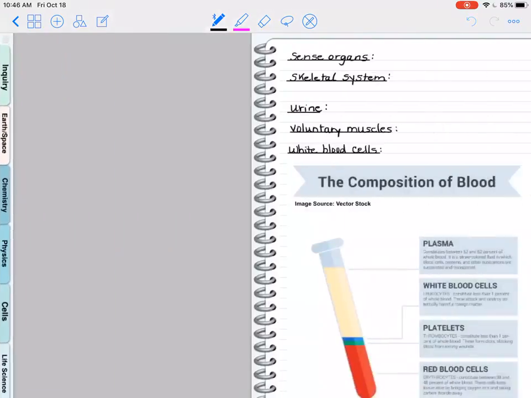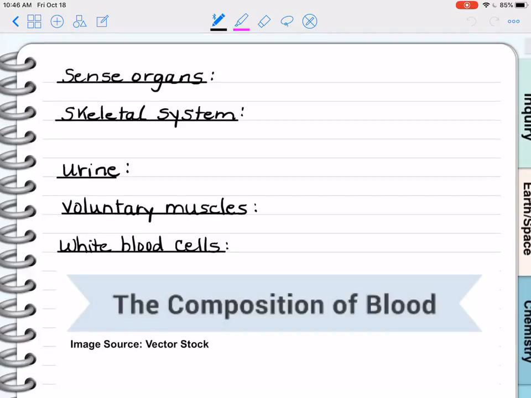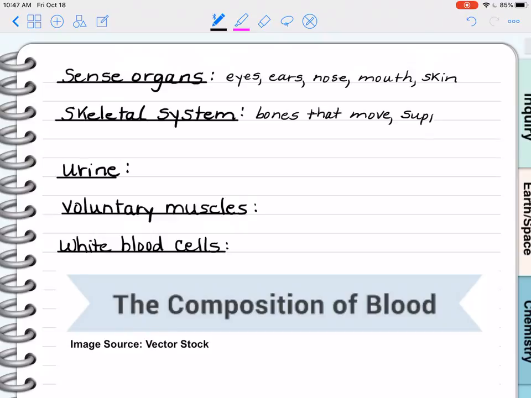Okay, moving on to the next thing. We have the sense organs, and there are 5 of them: the eyes, the ears, the nose, the mouth, and the skin. Seeing, hearing, smelling, tasting, and feeling are the 5 senses. The skeletal system is the system of bones that move, support, and protect the body.